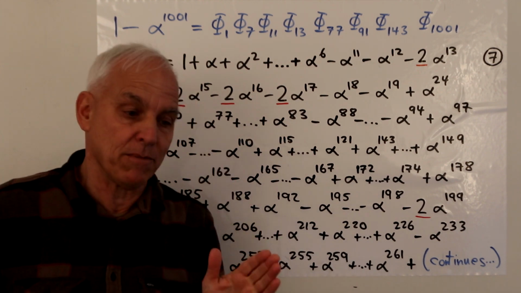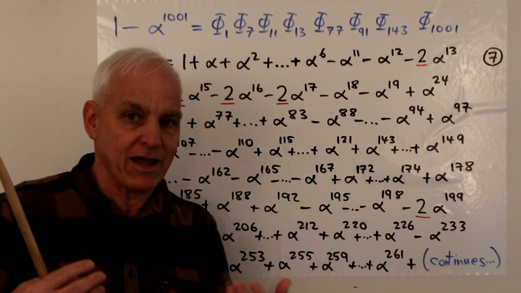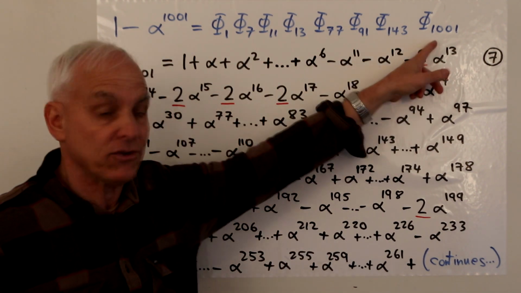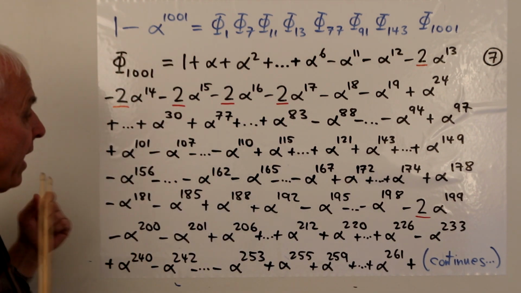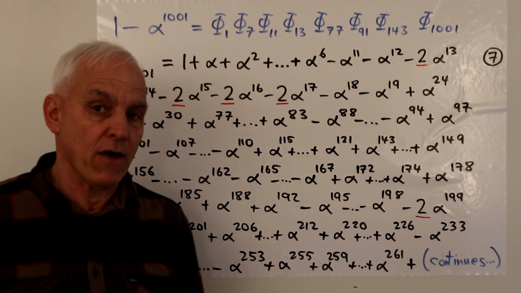If you don't have a computer to help you, well, then you have to use these tricks that I've been showing you, okay? But even with the computer, you still have to identify which of the factors is the one that you're interested in. Okay, and here, drum roll, is phi sub 1001.